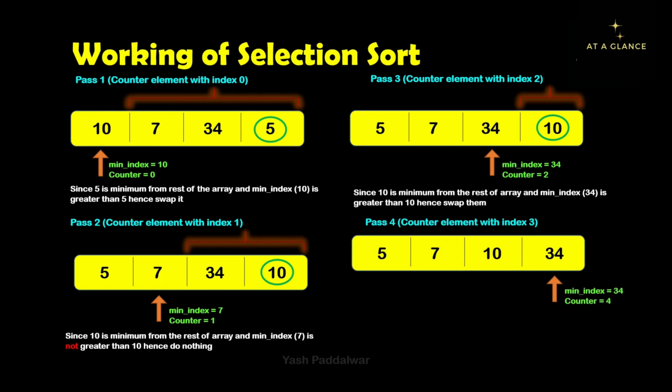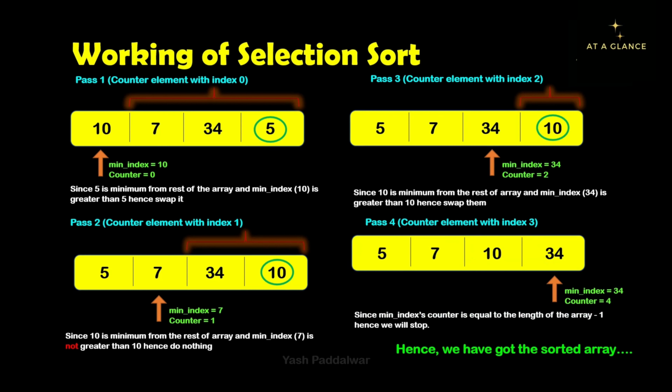Now in the pass 4, we have min index element as 34. If you remember, as per the algorithm, if the counter reaches the last position, then we need to stop. And finally you can see that we have got the sorted array, which is 5, 7, 10, 34. So this is how selection sort algorithm works.